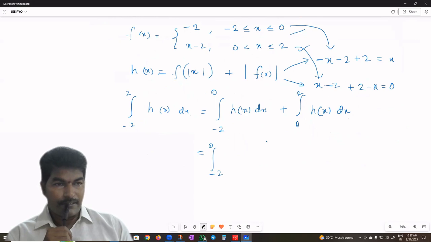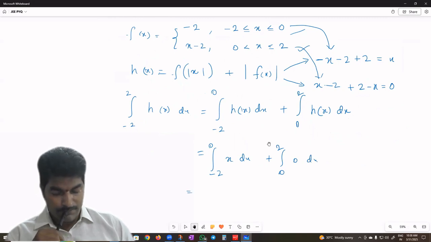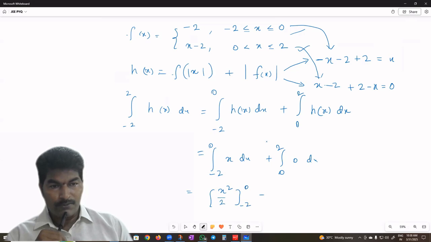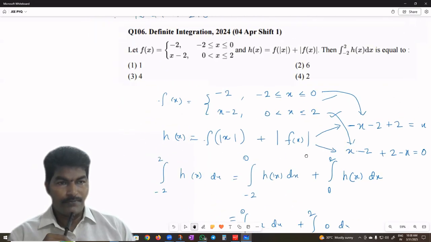We redefined h of x as x dx from minus 2 to 0, and plus from 0 to 2, h of x is what? 0 dx. Of course, 0 dx is 0 only. You can remove that part. Only x square by 2 for x, x square by 2 under limits minus 2 to 0. So 0 square by 2 minus 2 square. Okay, they are saying the fourth option is correct, plus 2. You can take plus 2.